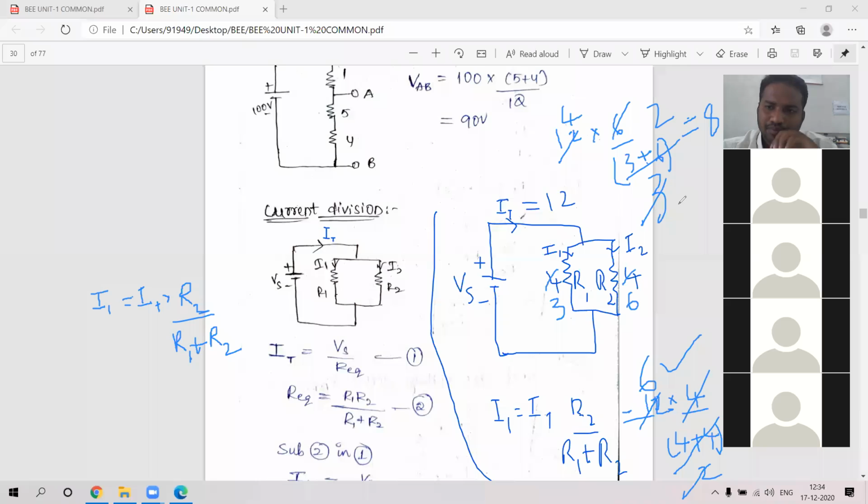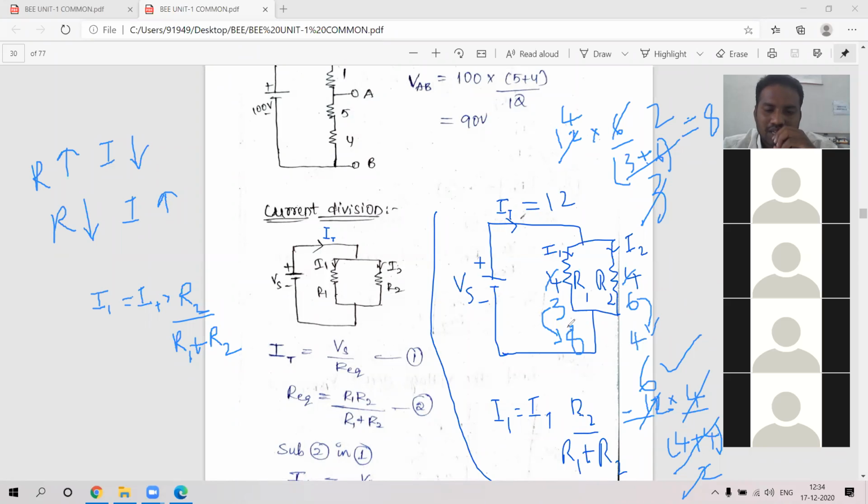You can observe that we can justify this. We already discussed the resistor: if resistance is more, current will be less; if resistance is less, current will be more. This is the relation we have seen. So here, what is the resistor in R1? The current you got is 8 for the 3 ohm resistor, and 4 for the 6 ohm resistor.